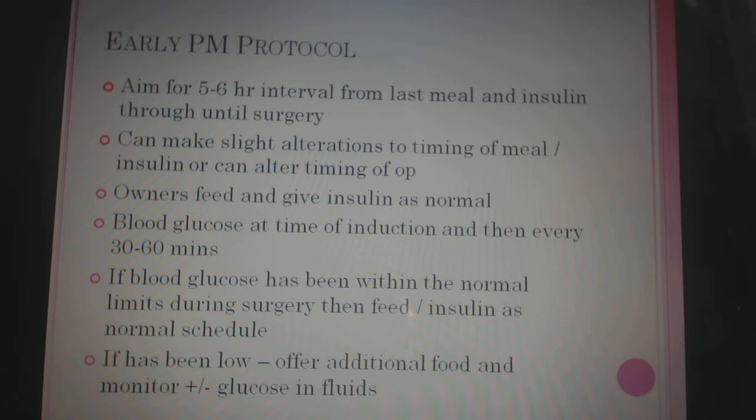If it goes low, then obviously if it's during the operation, you'd spike some glucose into the fluids. If it's after the operation, offer additional food and potentially also spike glucose in the fluids. And I'll give you a recipe for spiking glucose in the fluids later. However, just to be clear, for the majority of animals, provided they're stable before the surgery, there is no reason that they should go low through this surgery.